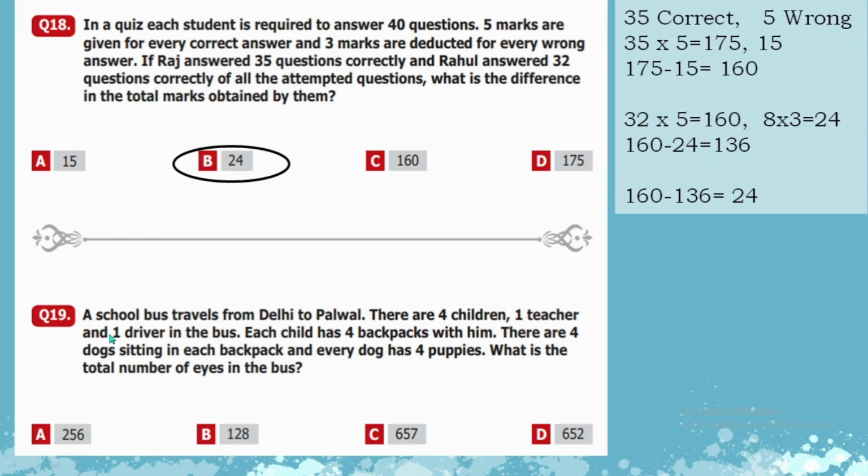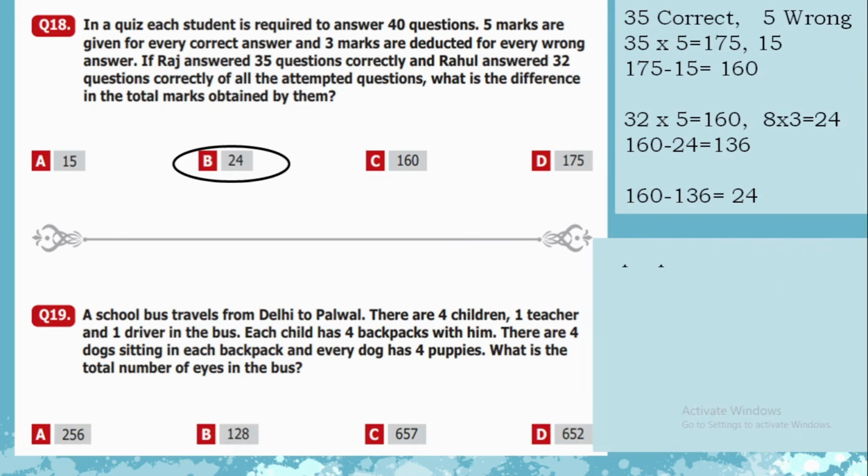Question number 19. A school bus travels from Delhi to Palwal. There are 4 children, one teacher, and one driver in the bus. Each child has 4 backpacks with him. There are 4 dogs sitting in each backpack, and every dog has 4 puppies. What is the total number of eyes in the bus?